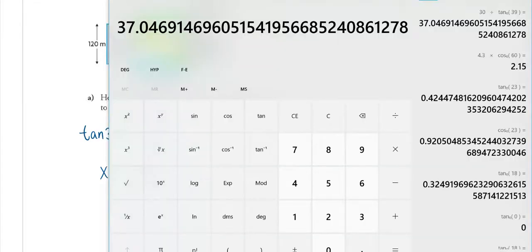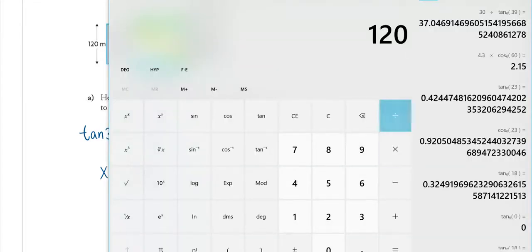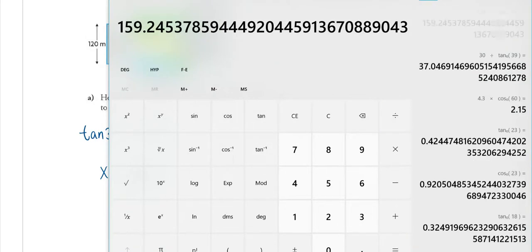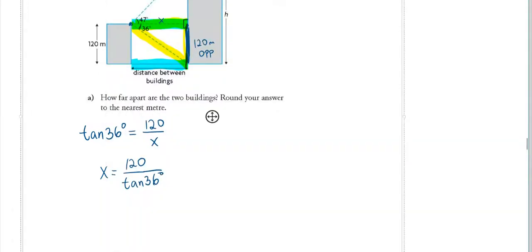So if I evaluate that on the calculator, 120 divided by the tangent of 36 degrees equals 159.2, rounded to one decimal place. So 159.2, and that is in meters. So I have the distance between the two buildings is 159.2 meters.